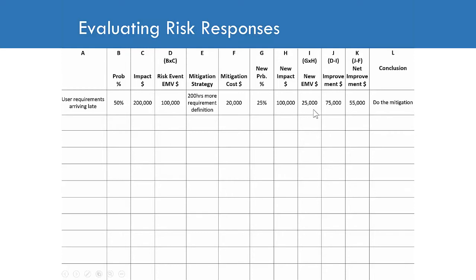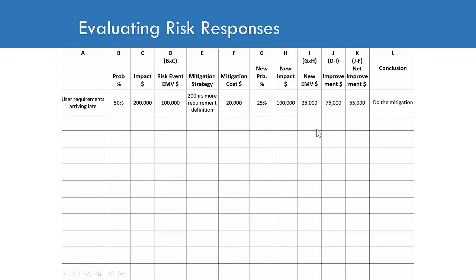And therefore, if you carry out this mitigation strategy, you have made an improvement to the expected monetary value. You've improved it from $100,000 to $25,000. You have made a $75,000 improvement. But you deduct the $20,000 that you had to pay, and there is a net improvement of $55,000. Well, this seems rather attractive, and it would seem sensible that this is a good idea and that you should do the mitigation. Now, in real life, practically speaking, you should consider other mitigation strategies which might compete and might be even better.